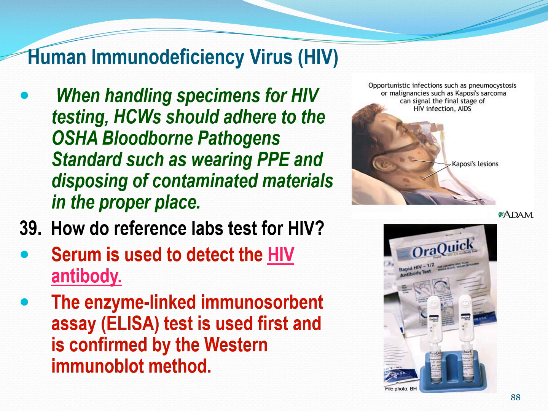Okay, serum is used to detect the HIV antibody. In physician office labs, the enzyme-linked immunosorbent assay, ELISA test, is used first and is confirmed by the Western immunoblot method. So if they come in, you will have this ELISA test that you do. If it's negative, then you report it out as negative and things move forward. If you get a positive ELISA test, then you will send it off for your Western immunoblot method to confirm the diagnosis of HIV.